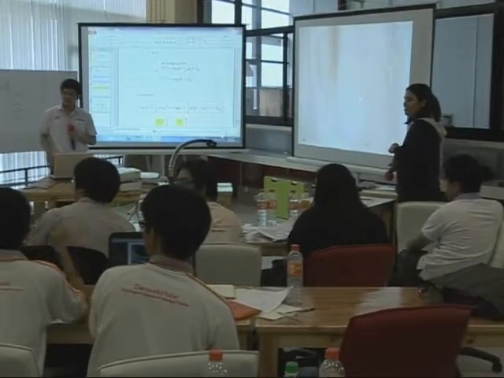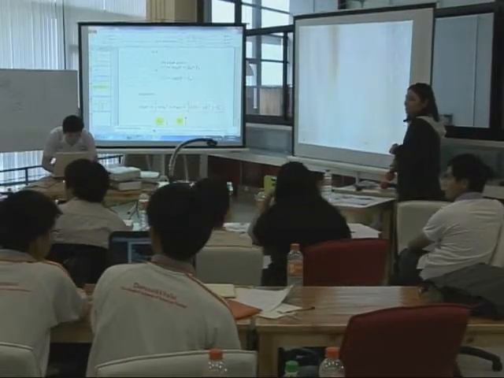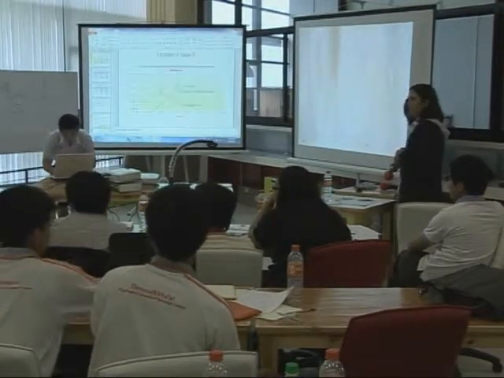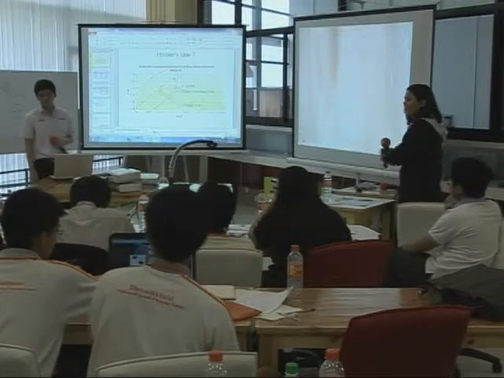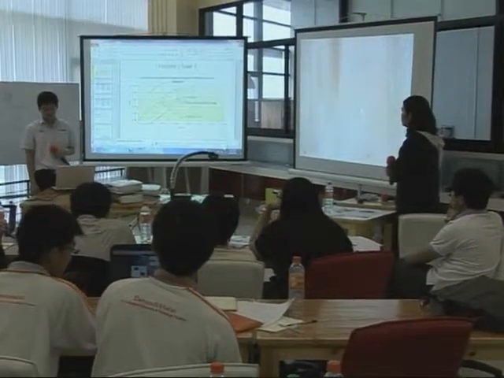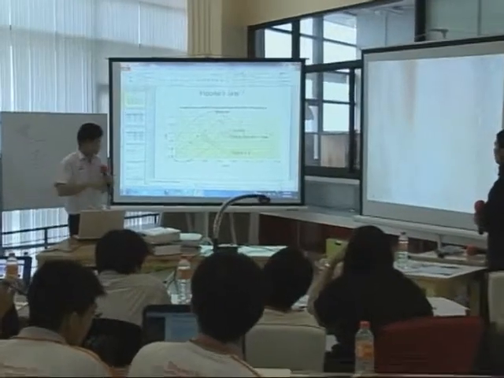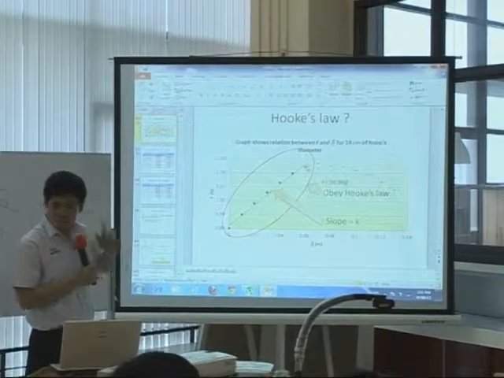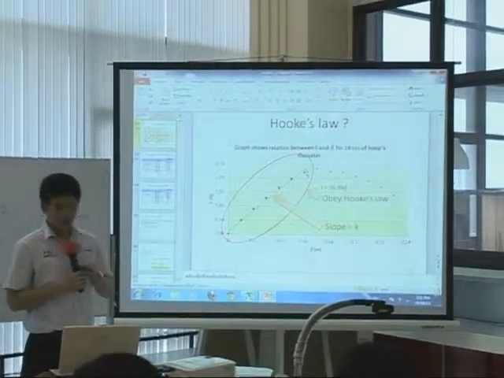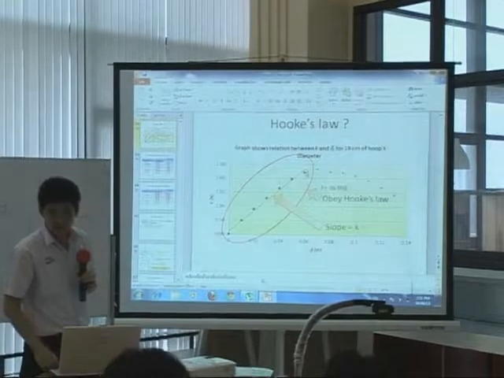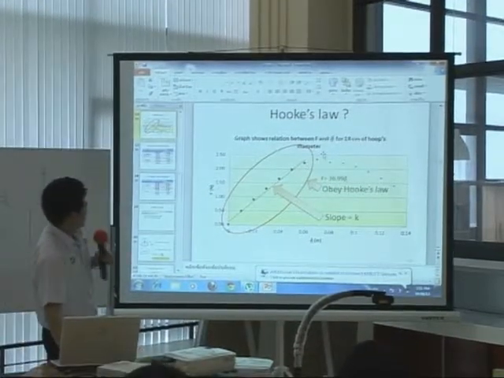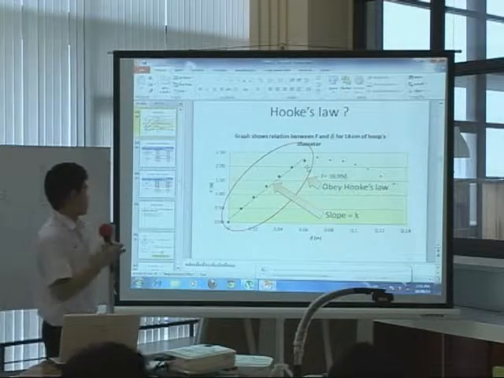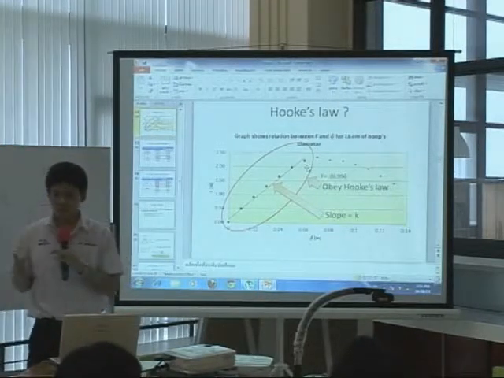Page number 12. In this graph, what are the differences between the red and the blue dots here? The red ones obey Hooke's law. With the same spring? Yes, same hoop. And what happened to the blue dots on the right side? You press it with more force, and the hoop changes shape.